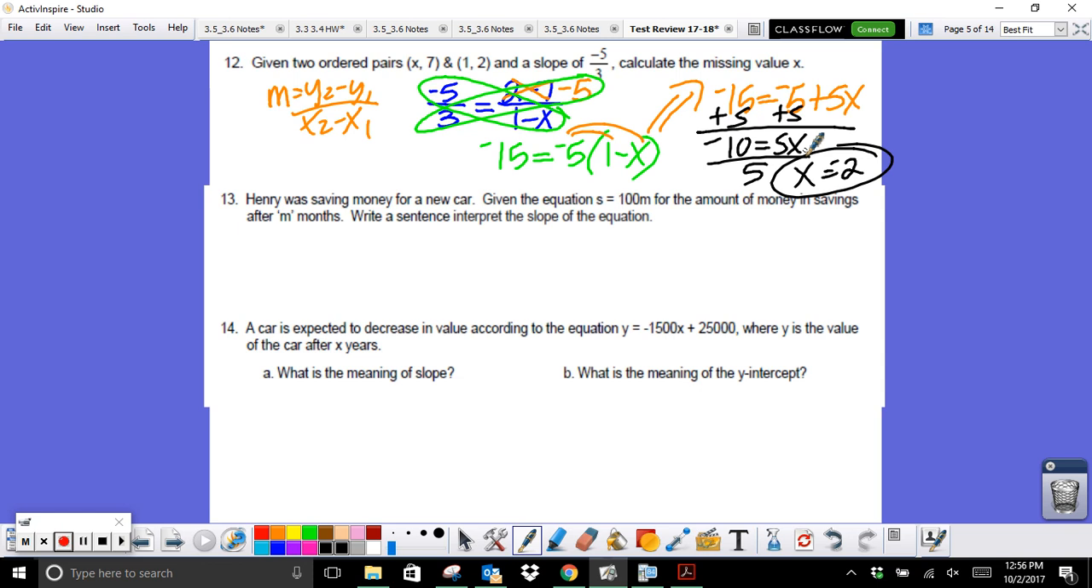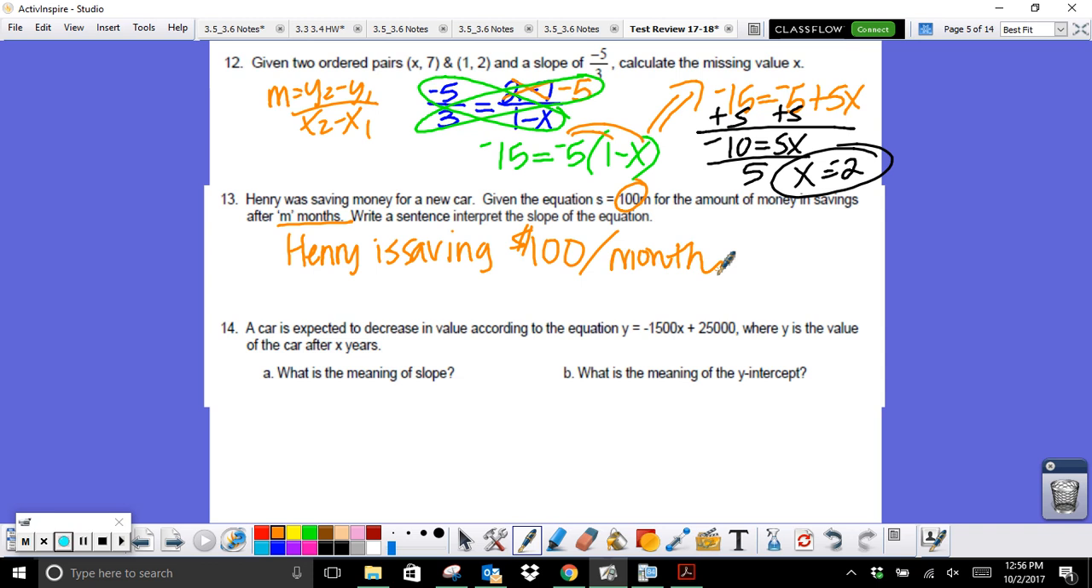13, Henry was saving money for a new car. Given the equation S equals 100M for the amount of money in savings after M months, write a sentence to interpret the slope of the equation. Okay, so slope is always what's happening every, whatever we're talking about. In this case, every month. So this would mean Henry is saving $100 per month. That easy. You just have to know where to look for the slope.